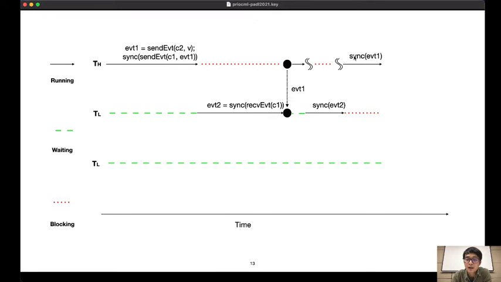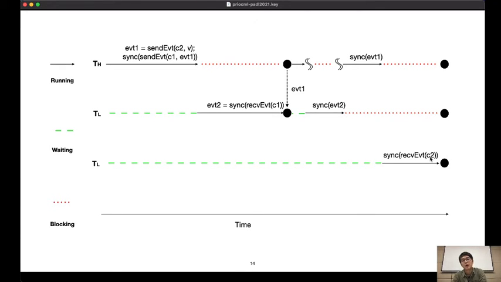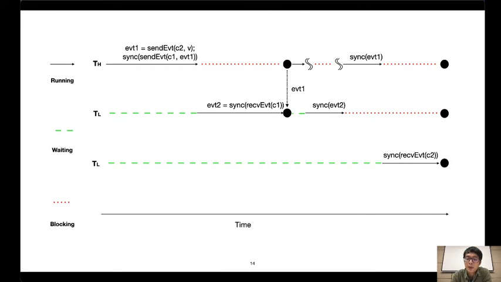And when it syncs on EBT1, the high priority thread gets blocked again. Now the only thread left is a low priority thread at the bottom, so we get a chance to switch to the low priority thread, and it syncs on the receive event from C2. So now we have two pairs of the communication.